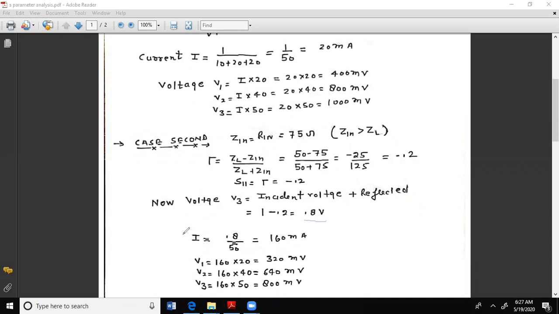Now the current in the circuit is 0.8 upon 50, so 16 milliampere. Now if we calculate the values of V1, V2 and V3, we multiply the current with the resistances 20, 40 and 50, and the voltages are 320 millivolt, 640 millivolt and 800 millivolt.